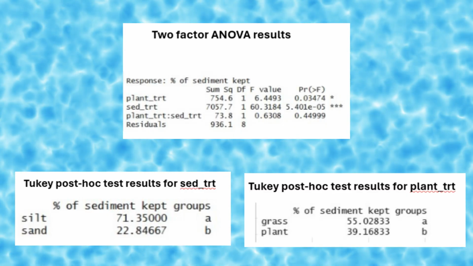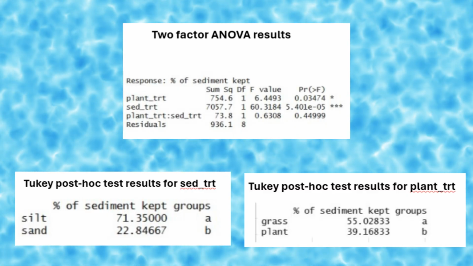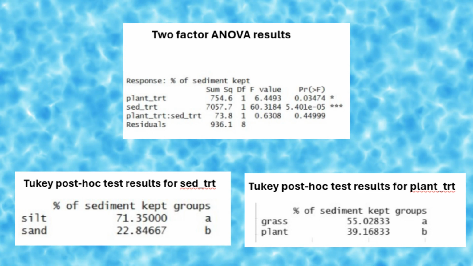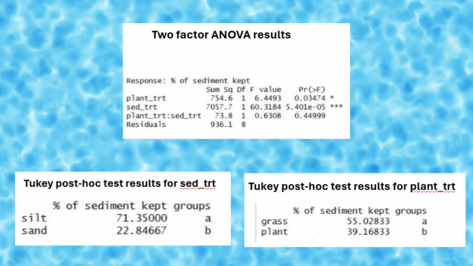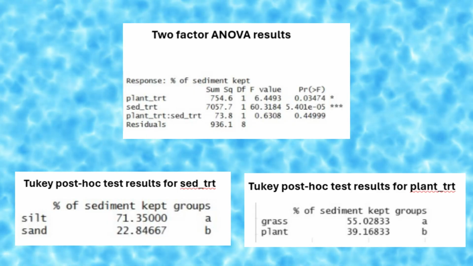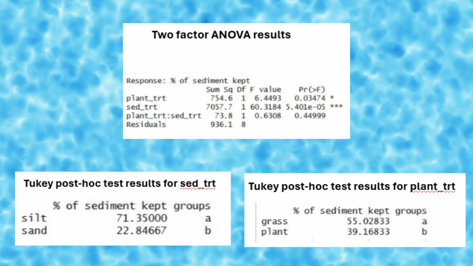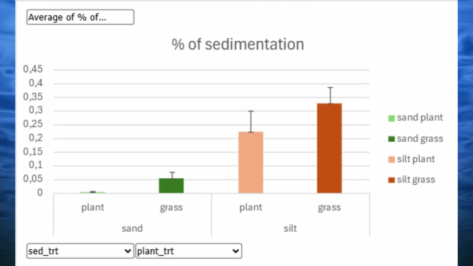For further analysis on which groups significantly differ from each other, a Tukey post-hoc test was performed for each factor. The test revealed that plant and grass have a significant difference since they have a different letter in the post-hoc test result, and that the same is true between silt and sand. Moving on to the sedimentation result analysis.